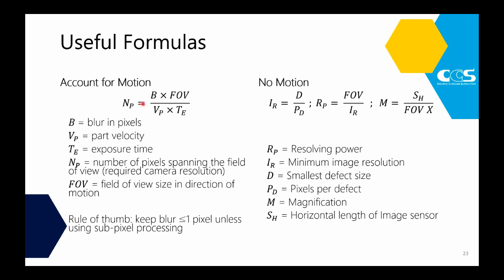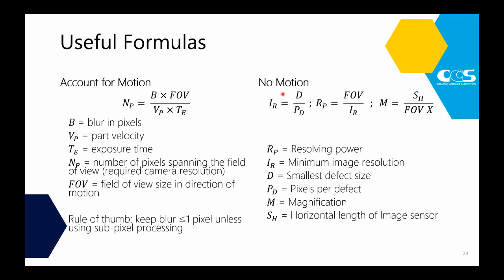The downside of accounting for motion in this formula is that a lot of times we have 2 unknowns and 1 equation. We don't know the resolution, and a lot of times we don't know the required exposure. So we can't solve this formula. When that happens, we go to the no-motion method to figure out our best resolution, and then we can calculate our required exposure time.